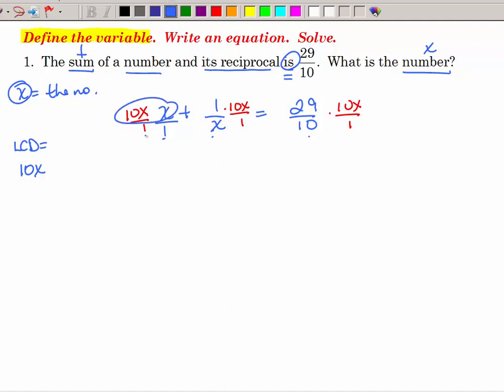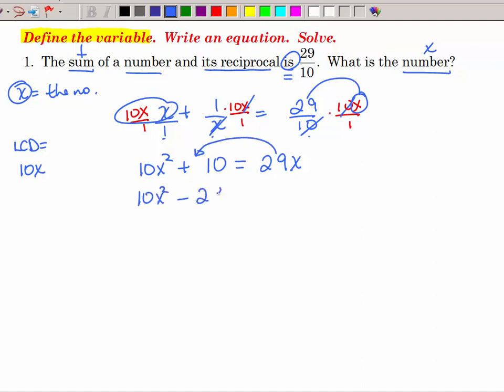Now here nothing cancels because we have 1's on the bottom, so we're going to multiply it and get 10x squared. Here the x's cancel and we get 10. The 10's cancel. Don't leave out that x. That's 29x. Now most of these are going to lead to quadratic equations, which we're probably going to have to factor to solve. And sure enough, this is quadratic, so I'm going to move this to the other side. That becomes negative and set it equal to 0. And then I hope that does factor. So let's try it out.